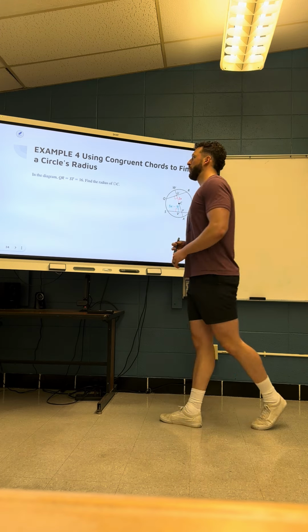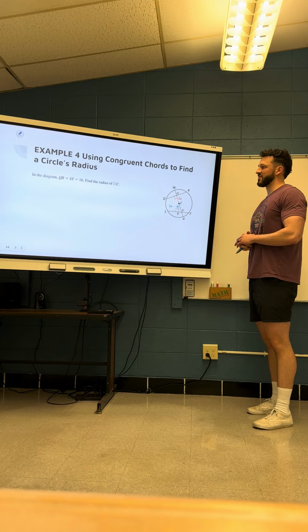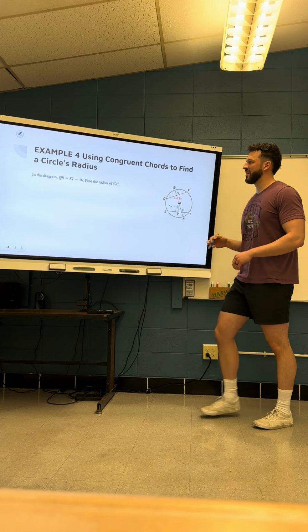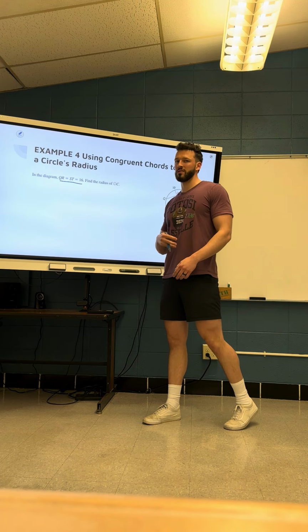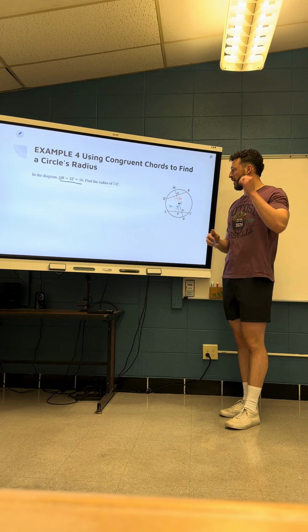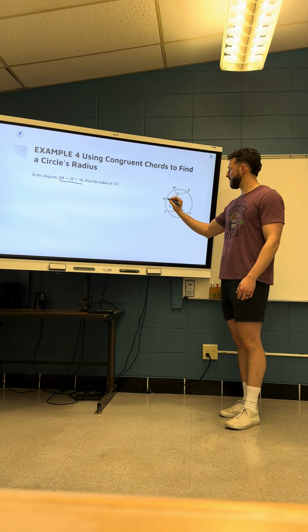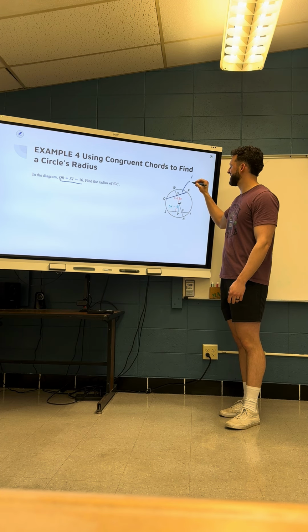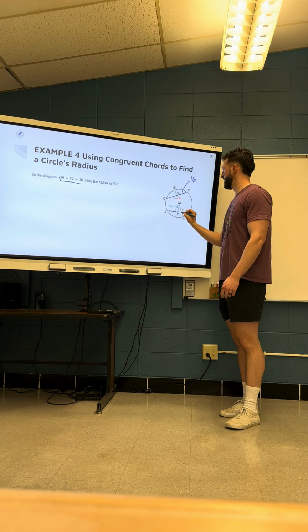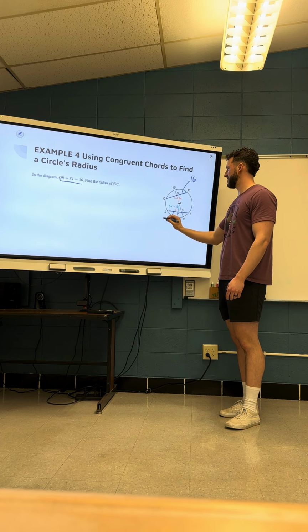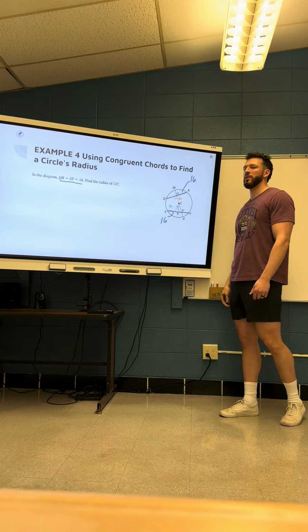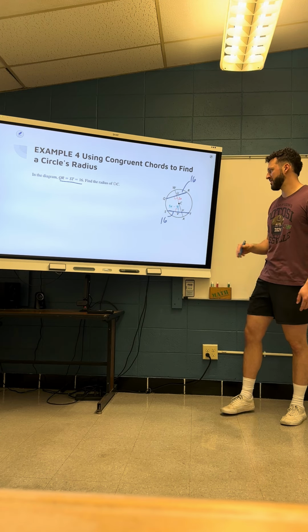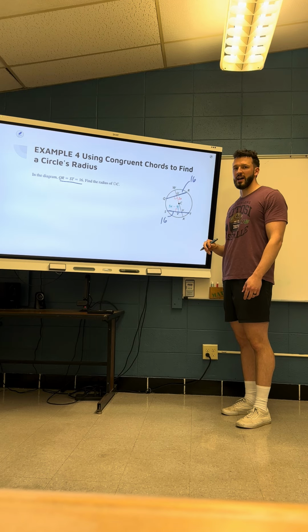All right, example 4, using congruent chords to find a circle's radius. So in the diagram, they tell us, and this is going to be important, so you kind of have to look through the information that they give us. QR, that would be this segment here, is 16. ST is also 16. We have to find the radius of circle C. So they give us some more information, but that information can be found in the diagram.